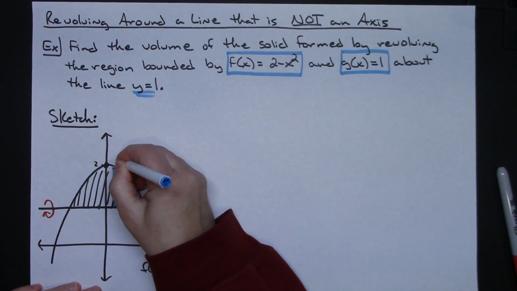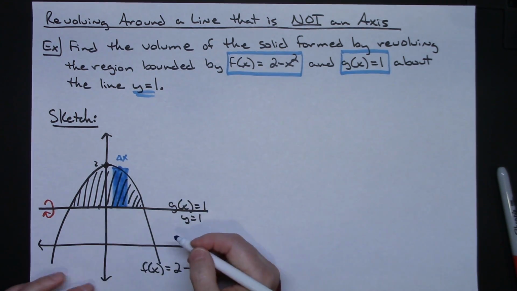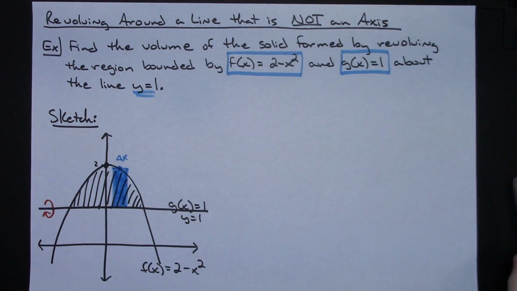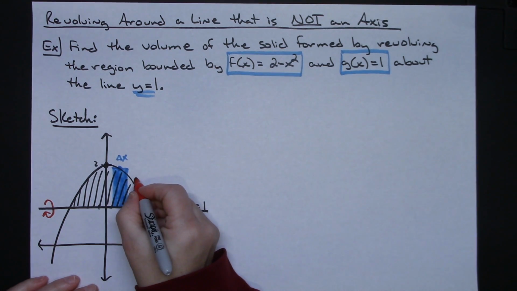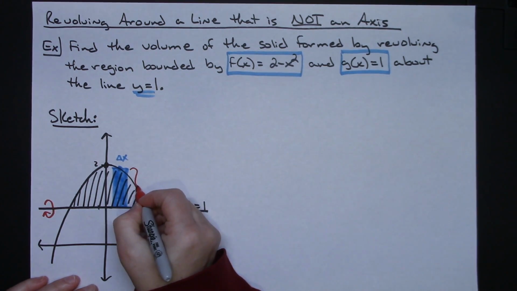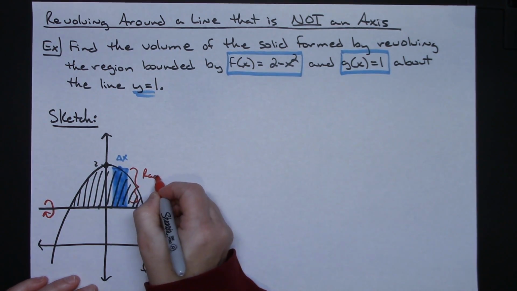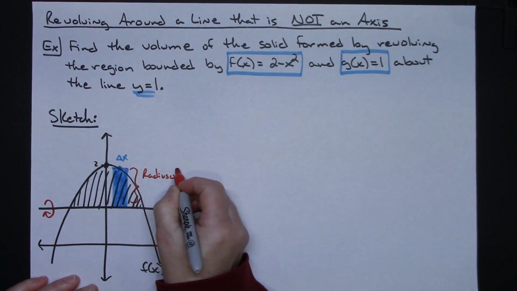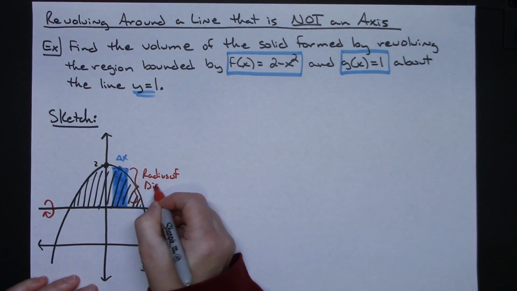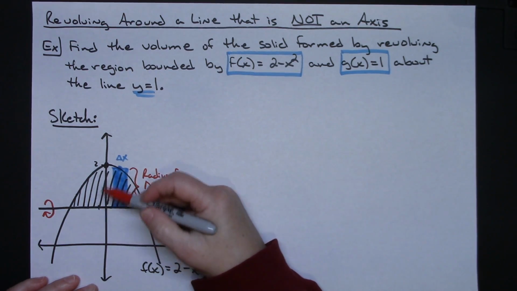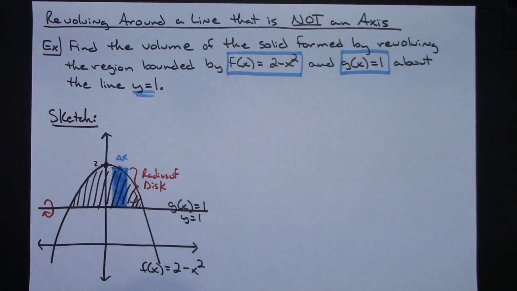It'll have a delta x, how wide it is this way. And then keeping in mind that again, this distance will be the radius of my disk, because it'll revolve right around that, so my disk will be up there.